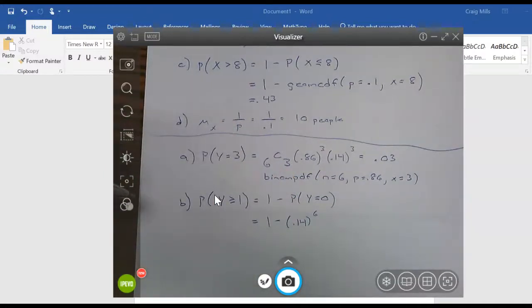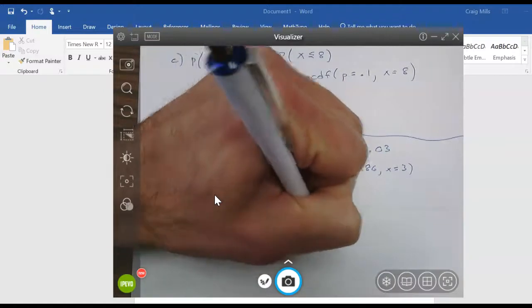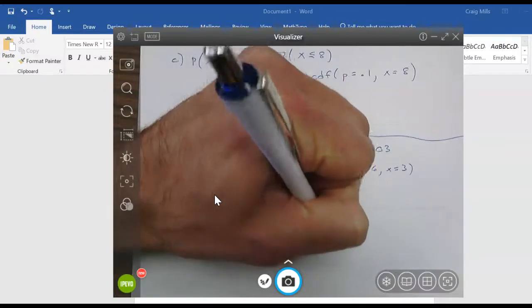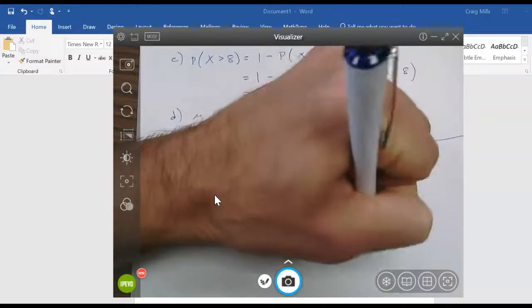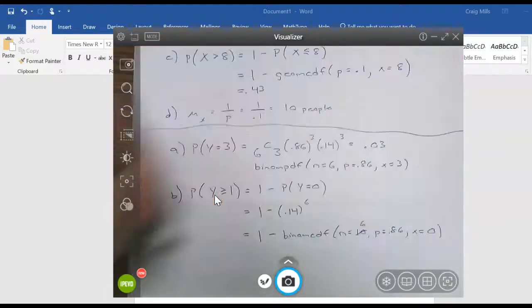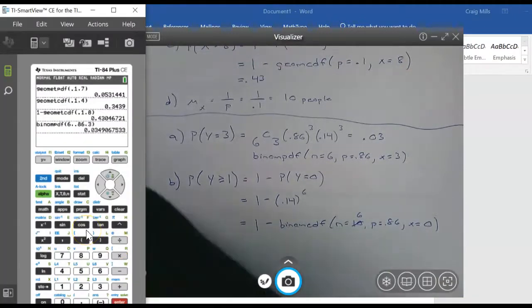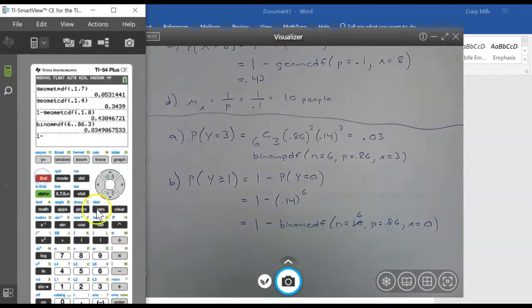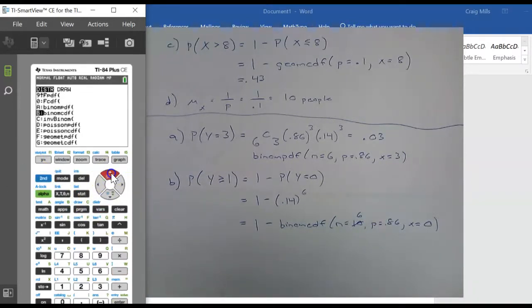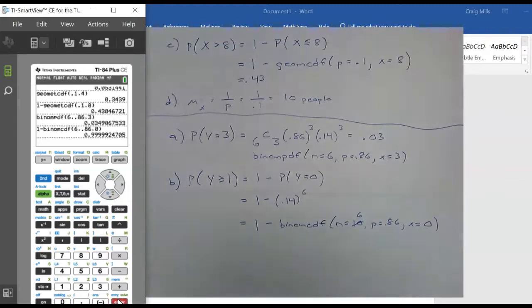The other option is I can do 1 minus binom CDF, n equals 6, p equals 0.86, x equals 0, which is the same thing as doing this. So again, if I go to the calculator, 1 minus, and I take binom CDF, 6 trials, 0.86 probability of success. We want to subtract away that there's 0 successes, leaving us with at least 1.